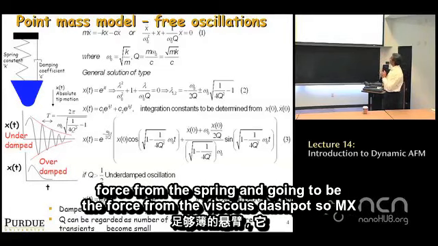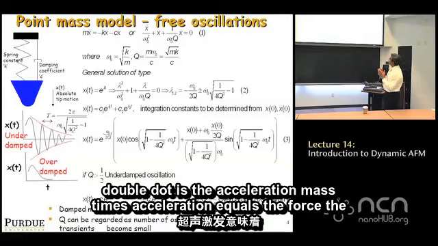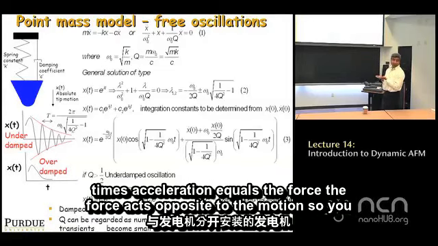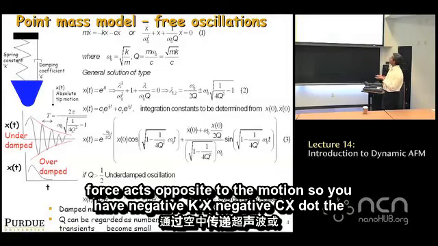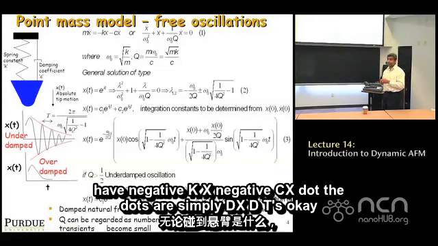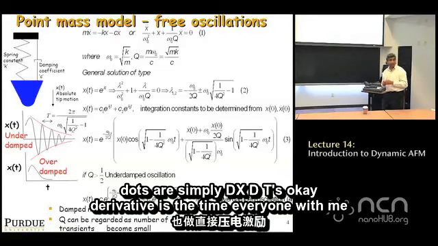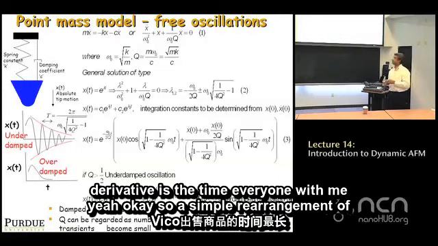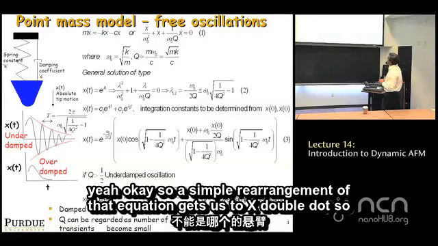So m x double dot is mass times acceleration, which equals the force. The force acts opposite to the motion, so you have negative kx, negative c x dot. The dots are simply derivatives with time, dx/dt. Okay? Everyone with me? Yeah. Okay.